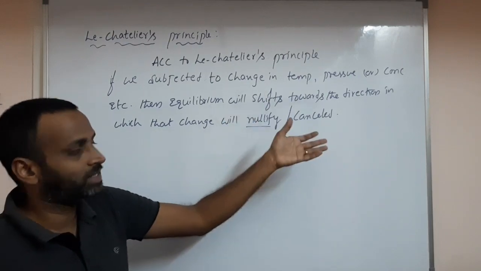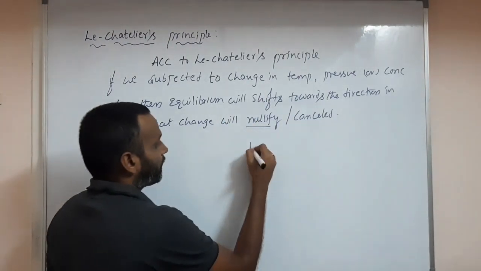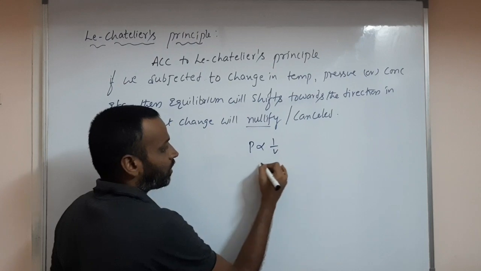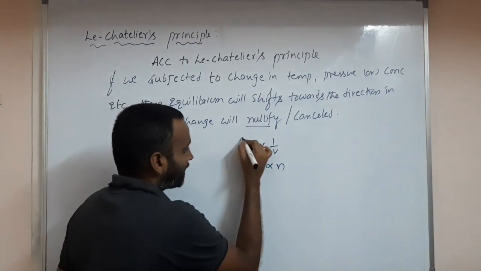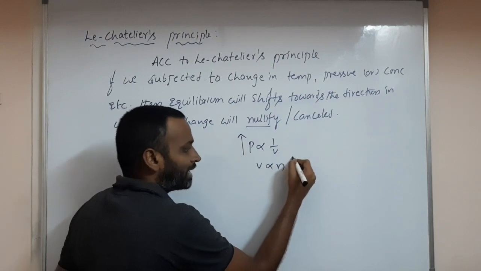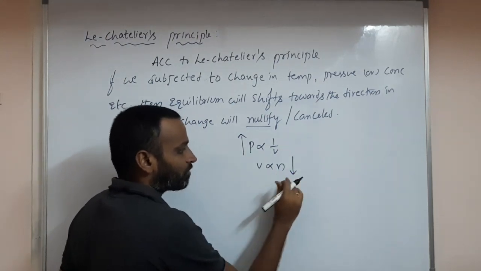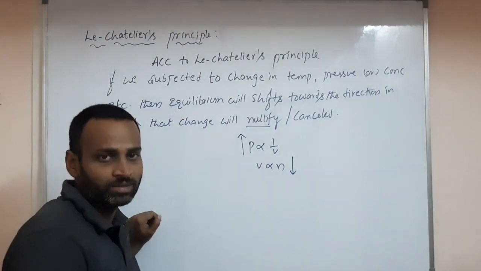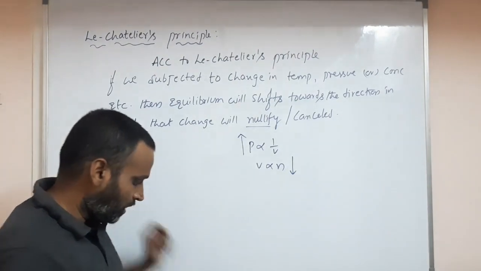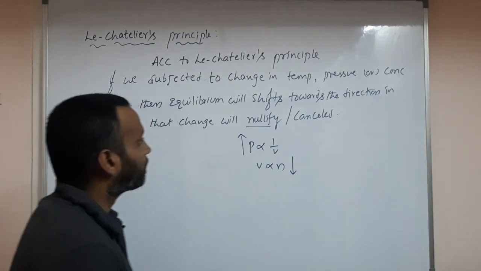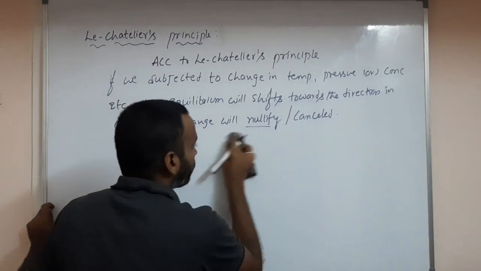If pressure increases, then what happens? Pressure is inversely proportional to volume, and volume is directly proportional to number of moles. That means if pressure increases, then the equilibrium will shift towards the side where the number of moles decreases. In that way, it will cancel or nullify the change. This is the most important thing. One by one we will see.